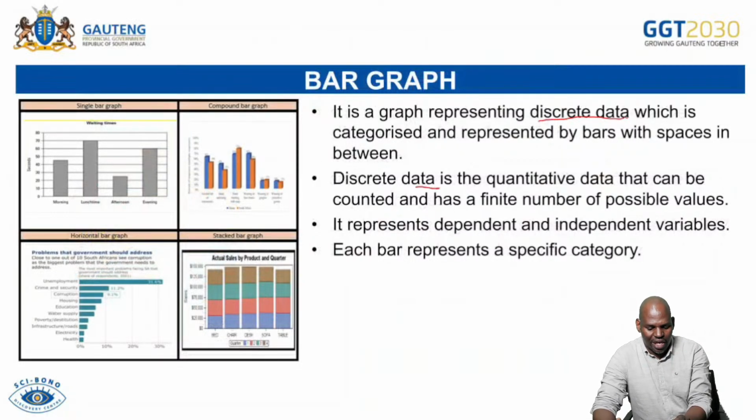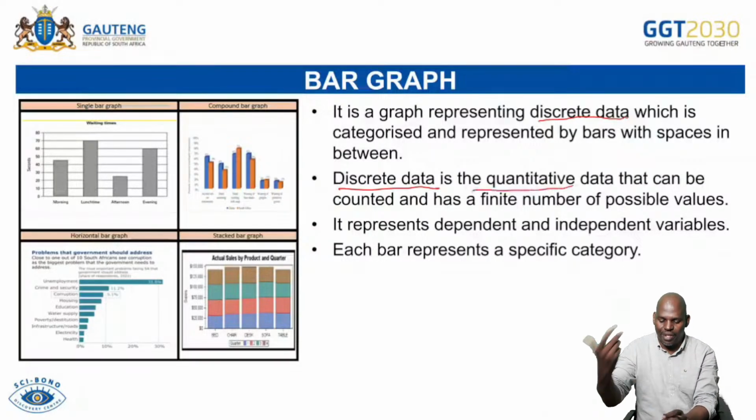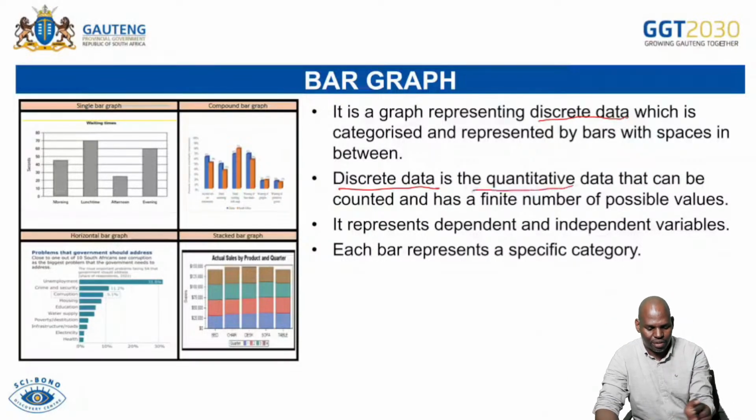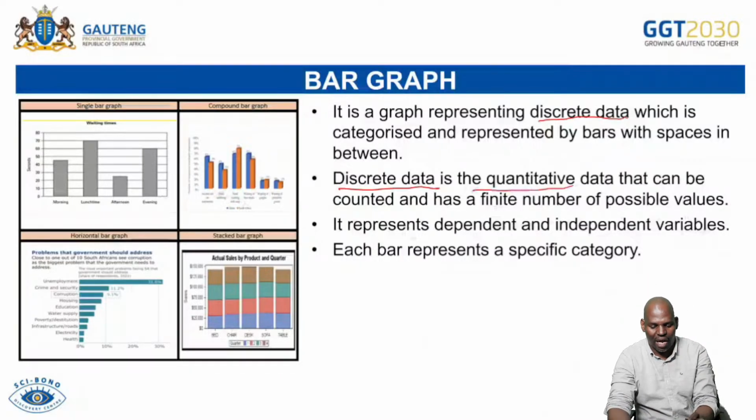So discrete data, I'm just emphasizing, is quantitative. Quantitative means you want a quantity. Quantity means you want to know the number: how many are there that can be counted? It represents dependent and independent variables. We all know about independent on the horizontal line, and then dependent on the vertical line.